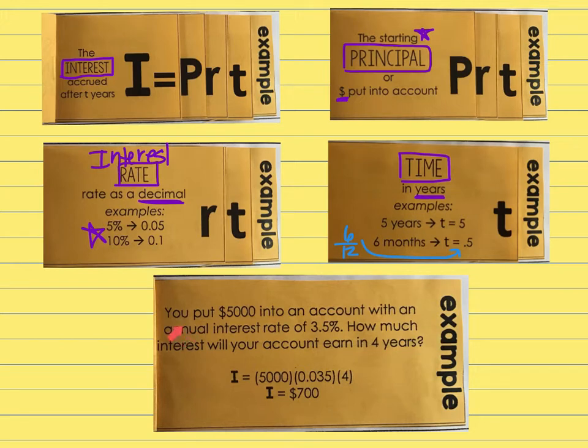Then here's the example at the bottom. It says you put $5,000 into an account with an annual interest rate of 3.5%. How much interest will your account earn in 4 years? So when I go back through, the amount you started with is your letter P. Your interest rate is your R. And then your years would be time. And then now they've put it into the formula in the place of those 3 letters, multiplied it together, and you get your value.